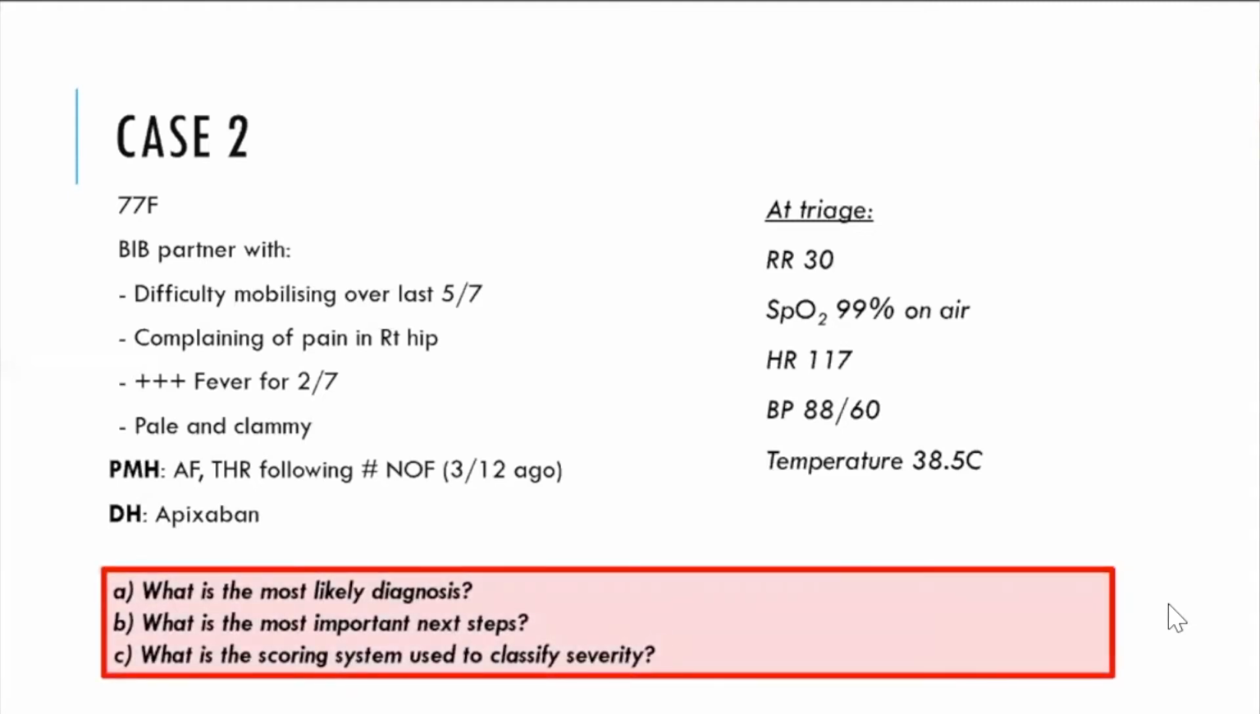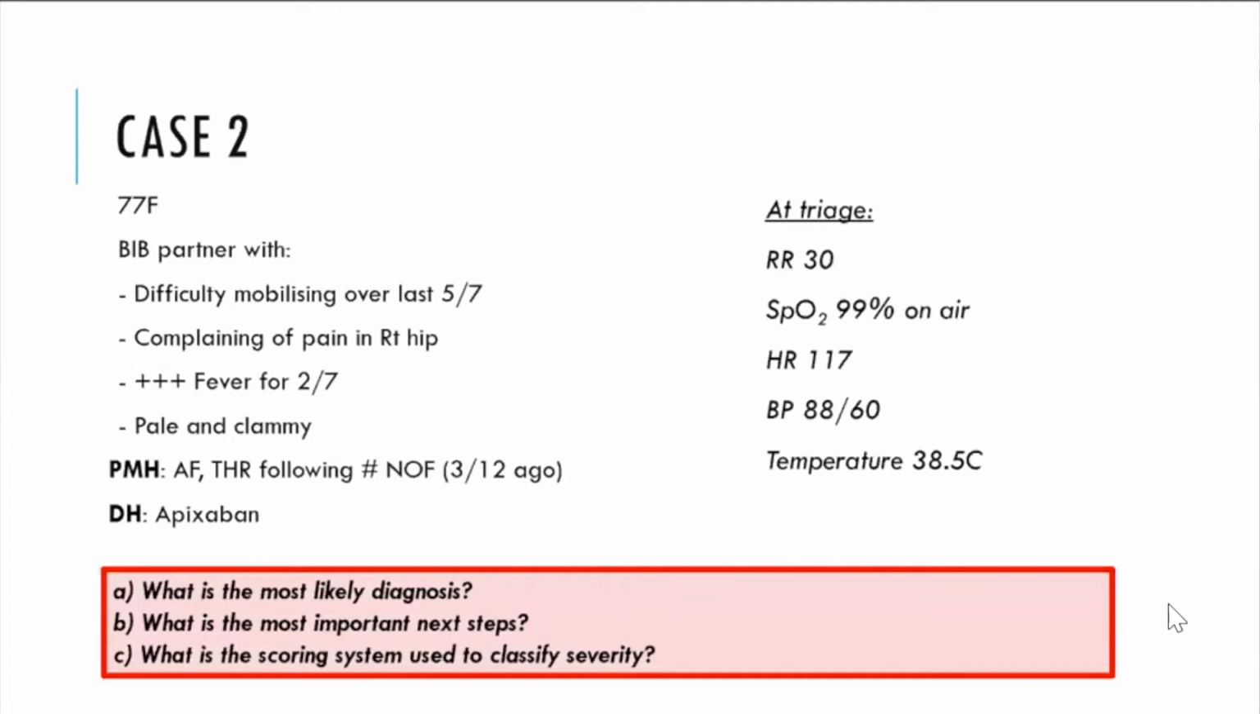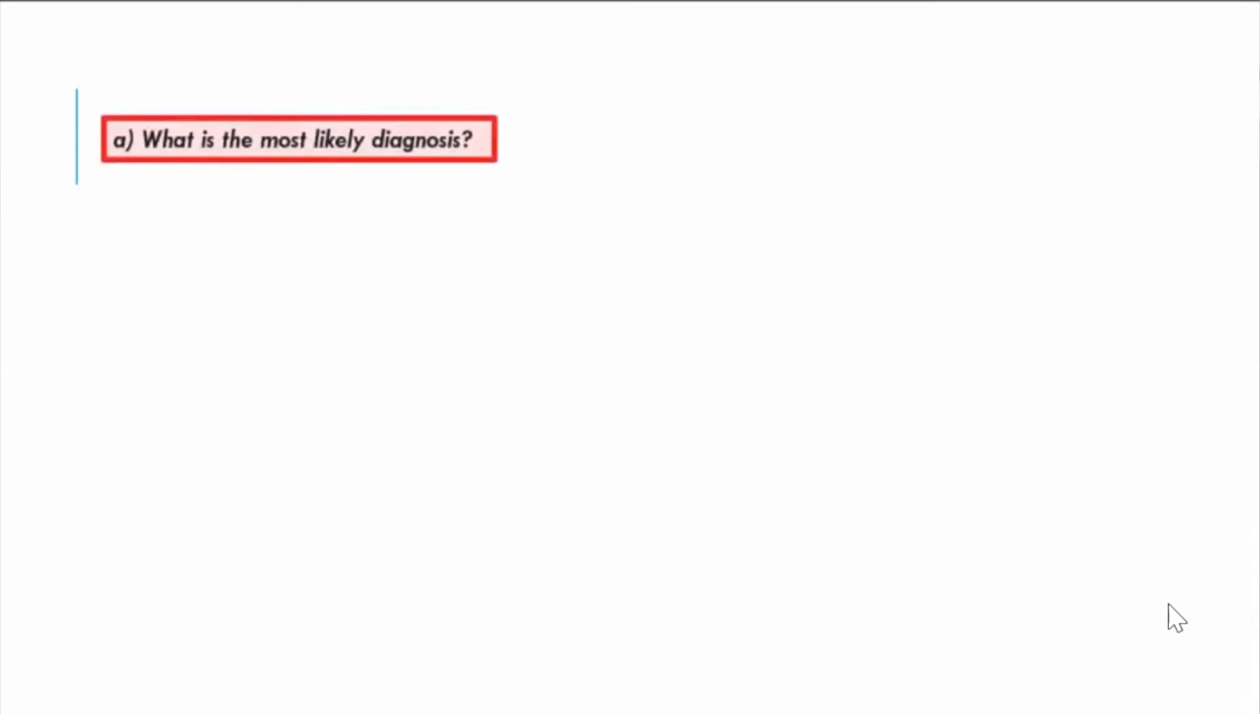So A is, what's the most likely diagnosis? Well, in this situation, it's a septic picture, really. If you go back there, they have a temperature of 38.5, so they're highly pyrexial. So with decompensation, hypotension, tachycardia, you need to think about sepsis as your top cause. And in this patient, there's no obvious focus, but certainly you want to think about whether it's a surgical site infection, or even worse, really, is there a deeper infection of the actual prosthesis that was put in?